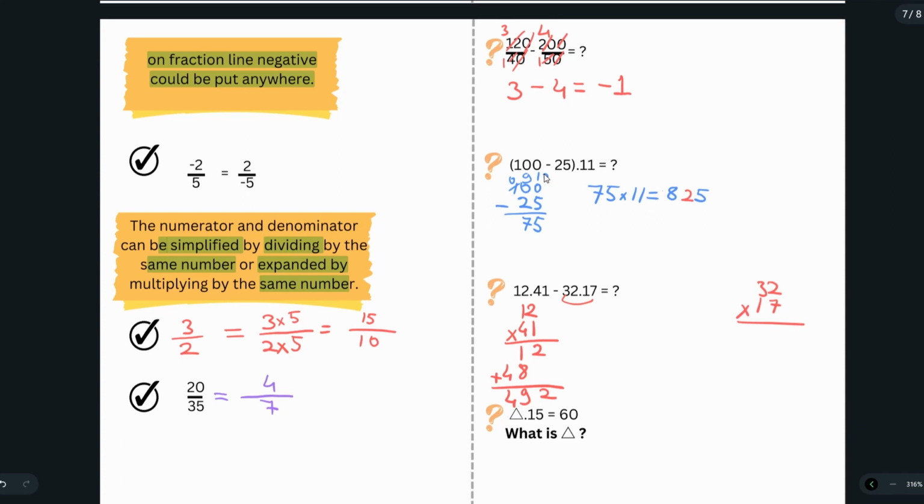32 times 17. 7 times 2 is 14. We write the 4. 7 times 3 is 21. We carry over the 1, it is 22. 1 times 2 is 2. 1 times 3 is 3. And now let's add them. 4. 2 plus 2 is 4. 3 plus 2 is 5. We have 544. And now let's complete 492 minus 544.